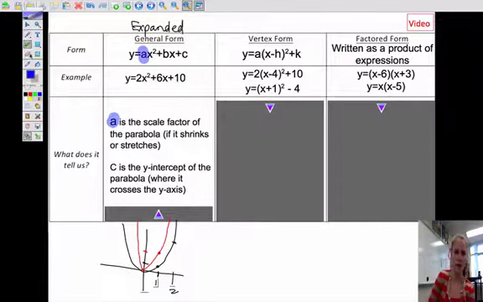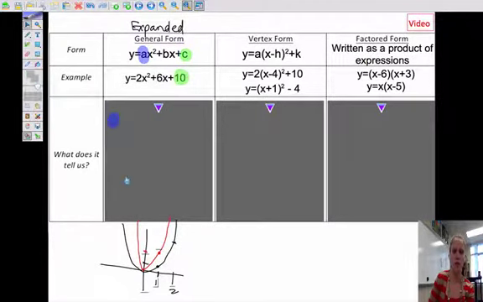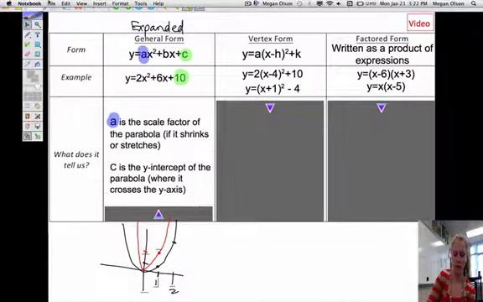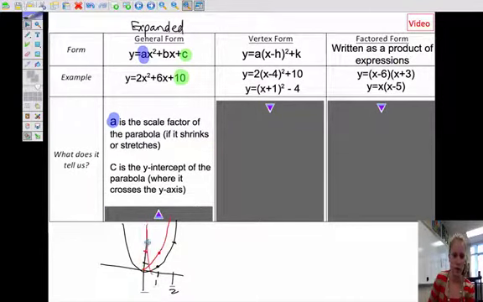The c value then is our y-intercept. So the c value is the y-intercept of the parabola. So actually, in this red parabola that I just drew here, it would look something like this, where the parabola actually crosses the y-axis up here at 10. Okay, so those are the two pieces of information that we get from the general form. The a value is really important, it's the scale factor, and the c value is important, it's the y-intercept, so you can get that down in your notes.